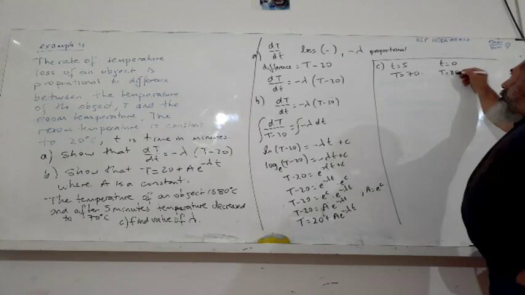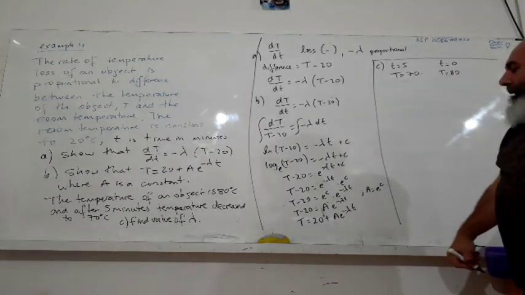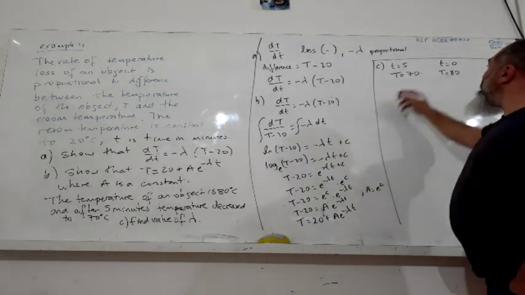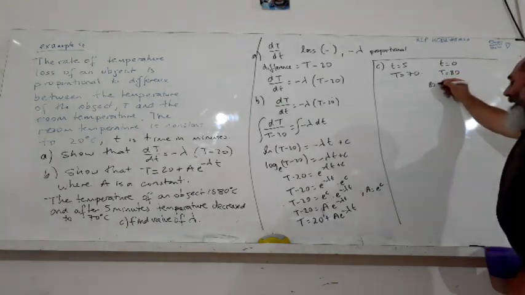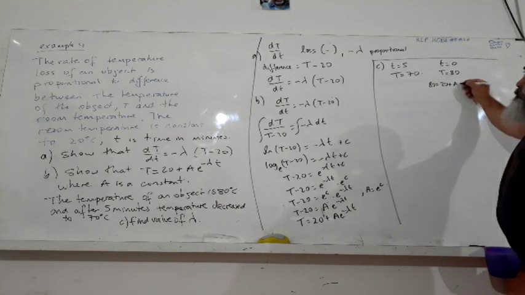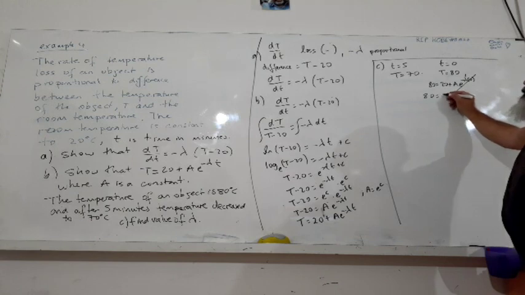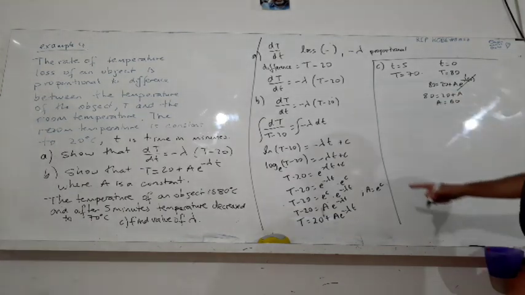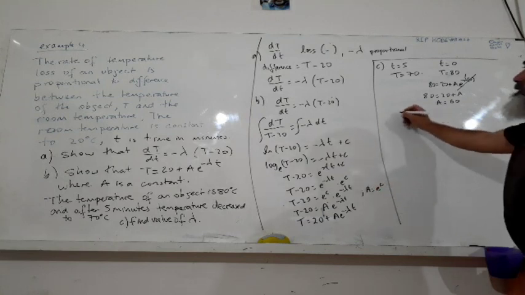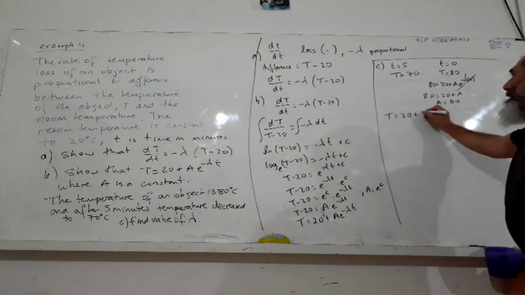So let's use that one. 80 is equal to 20 plus A times e to the power of minus lambda times 0. E to the power of 0 is 1. So 80 is equal to 20 plus A, so A is equal to 60. And substitute there. So temperature is 20 plus 60 e to the power of minus lambda t.